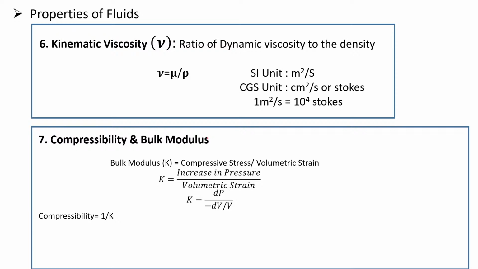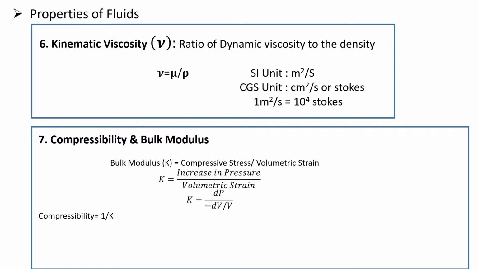Then the next property is compressibility and bulk modulus. So let's define the bulk modulus. It is the ratio of compressive stress to the volumetric strain. Or in other words, we can say volumetric stress to the volumetric strain. That is also nothing but bulk modulus. Or we can say that it is the increase in pressure to the volumetric strain.